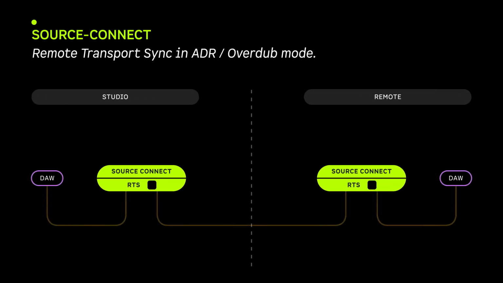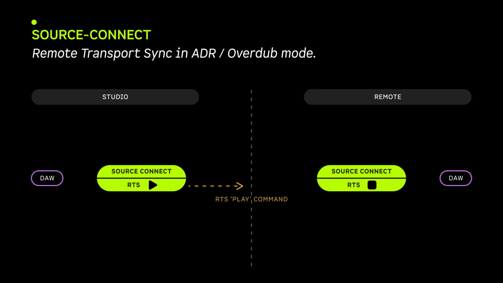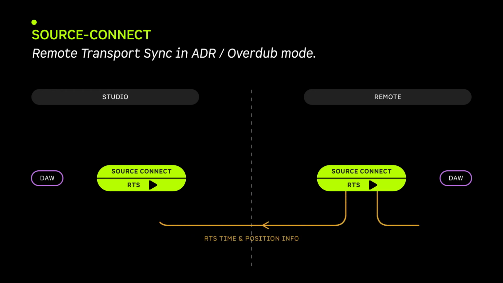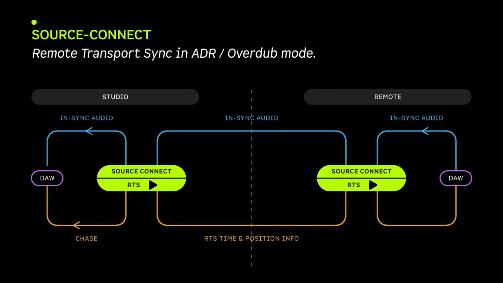Remote Transport Sync, RTS, enables you to control and sync a remote DAW. It has 2 modes of operation. In ADR or Overdub mode, the remote side is the timecode master. Your DAW sets the timeline position and you trigger the remote side to play from the RTS panel. It plays and it sends RTS info back to you, which you chase. Audio from the remote end is perfectly timed incoming to you.